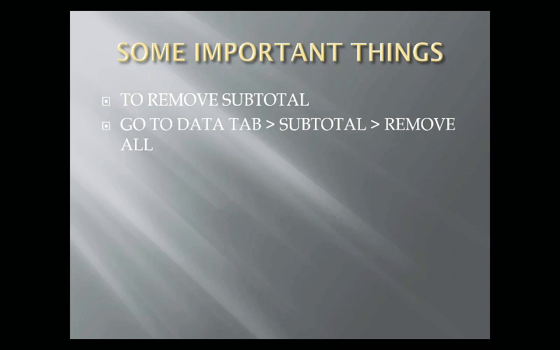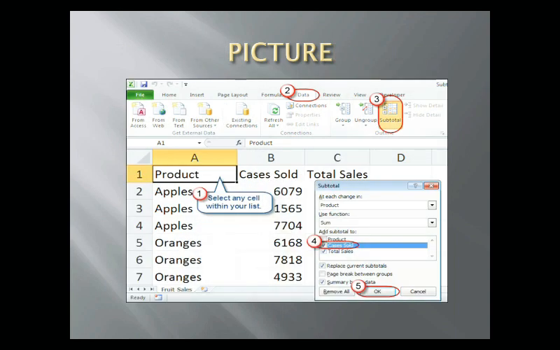Let us understand with the help of a picture. Now see, first select any cell within your list. After that, the second step is go to the Data tab. The third step is go to Subtotal. The Subtotal dialog box will appear. Can you see on top here, class?